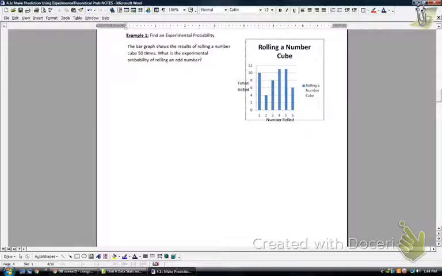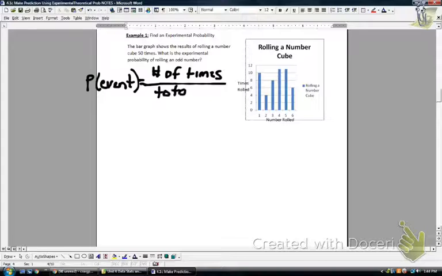Example 1 says find the experimental probability. The bar graph shows the results of rolling a number cube 50 times. What is the experimental probability of rolling an odd number? So the probability of an event is number of times the event occurs over total trials. So there's my algorithm, and we want to know the probability of rolling an odd number.